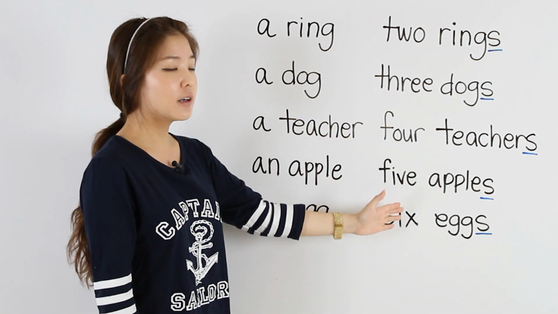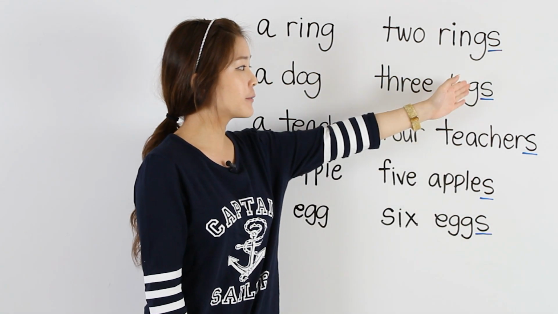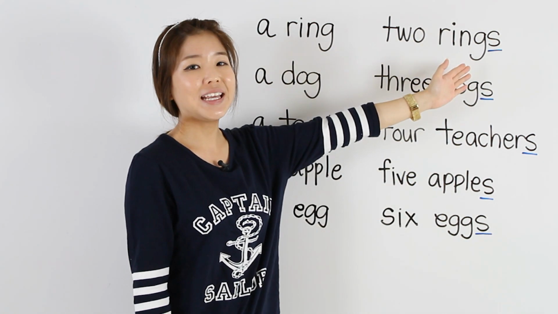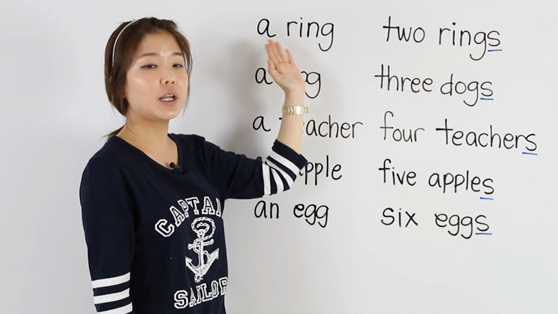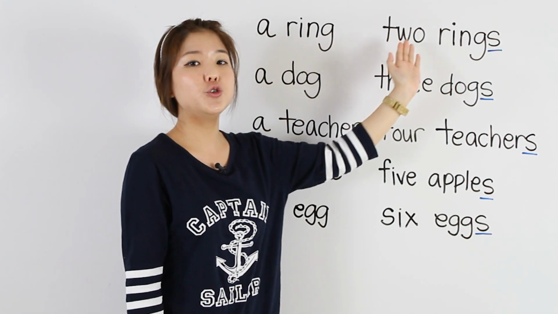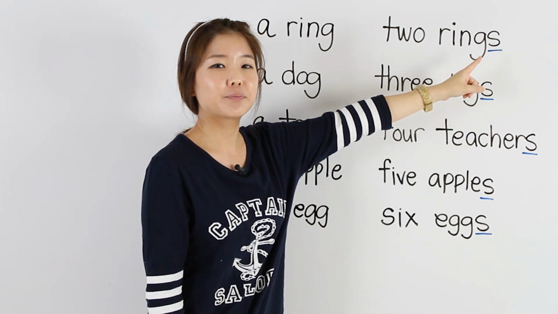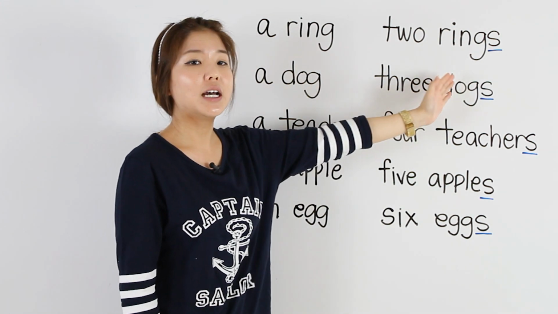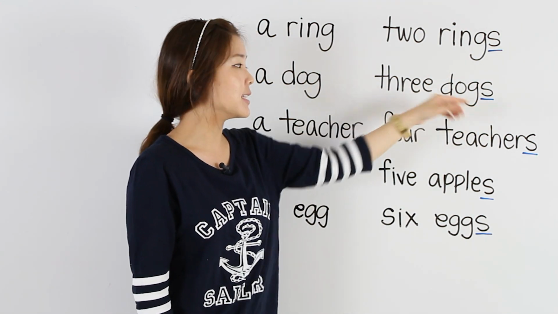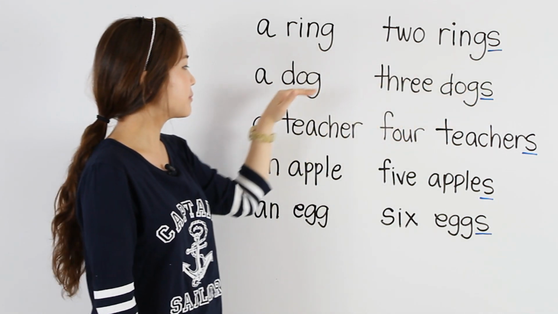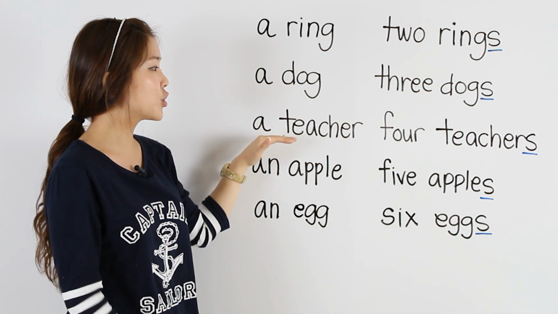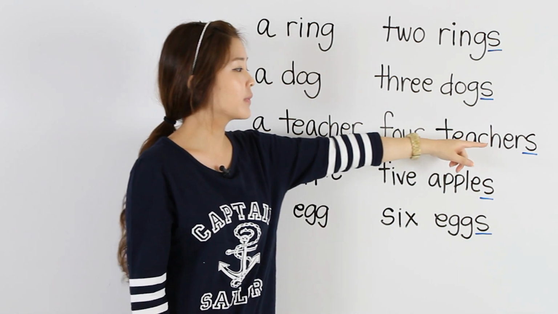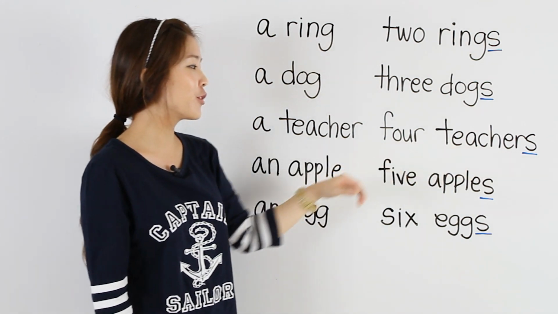Now, the nouns here, you just have to add an S. Okay, and we're going to go through them right now. 2 rings. Okay, we had one ring, a ring. Now we have 2 rings with an S. We had a dog. The plural is 3 dogs. A teacher, one teacher. 4 teachers. Don't forget the S, okay? You must not forget that.